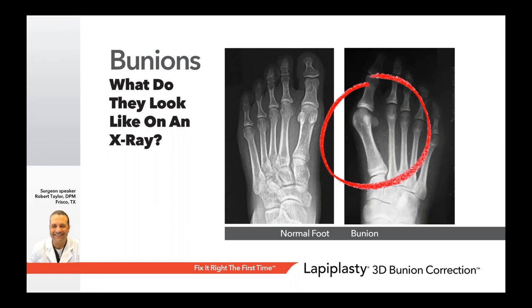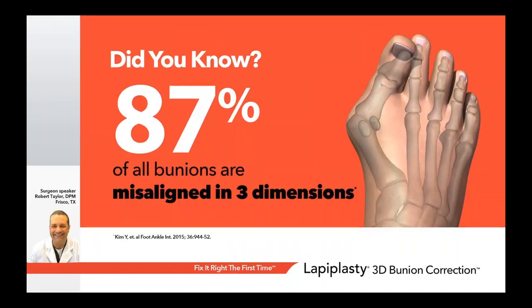There have been several studies that talk about the alignment and the position of a bunion, and I don't want to get too technical into the minutia of angles and things, but I do think it's really important that you understand why this system is unique and why so many bunions fail or people have reoccurrence after a previous procedure. According to this article in Foot and Ankle International, which is an international orthopedic journal, they had numbers as high as 87% of bunions are misaligned in 3 dimensions.